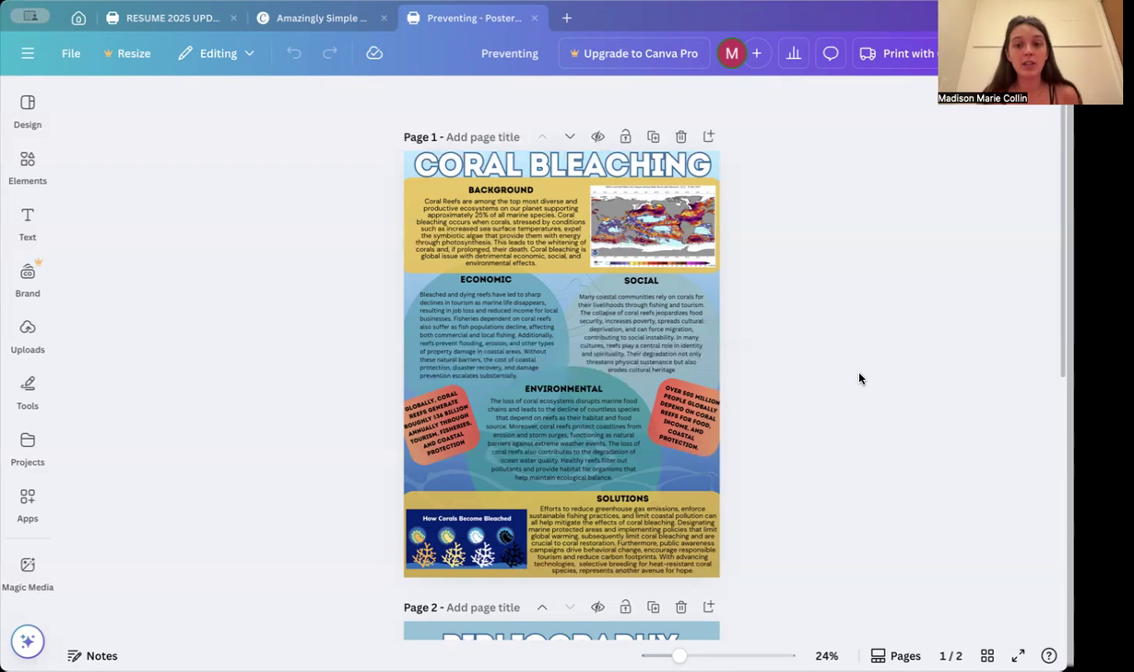Similarly, many communities in coastal areas rely on corals for their livelihoods through fishing and tourism, as I mentioned before, and the collapse of these reefs jeopardizes food security, increases poverty, and spreads cultural deprivation, which can force migration, contributing to social instability.